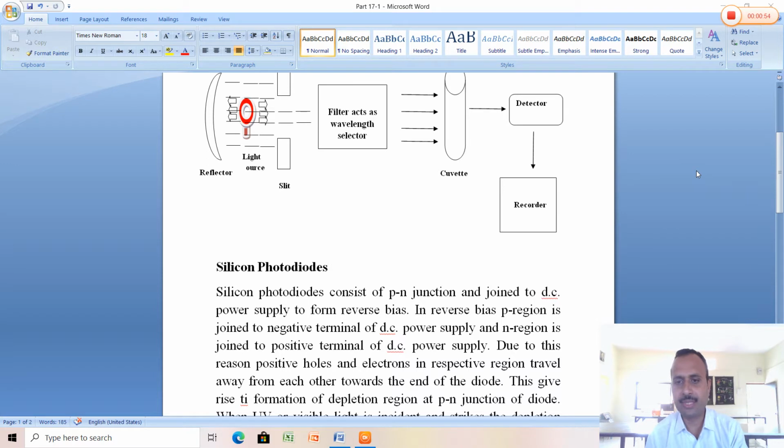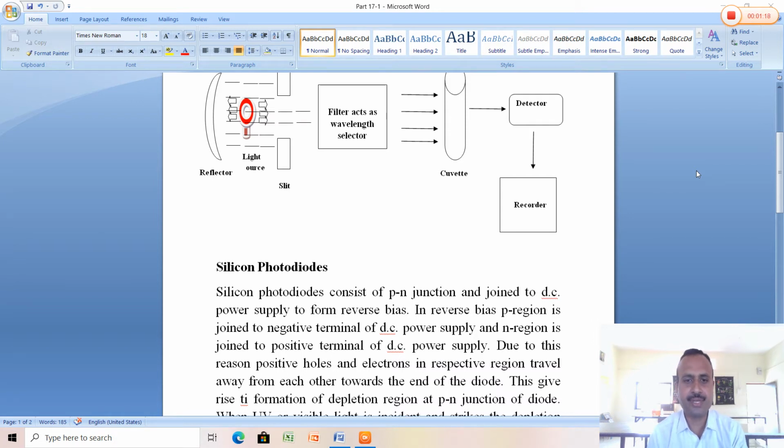In reverse bias, the P region is joined to the negative terminal of the DC power supply and the N region is joined to the positive terminal of the DC power supply. So the P region has positive holes, and the N region has negative electrons. The minus sign is associated with the electrons, and the positive sign with holes in the P region.